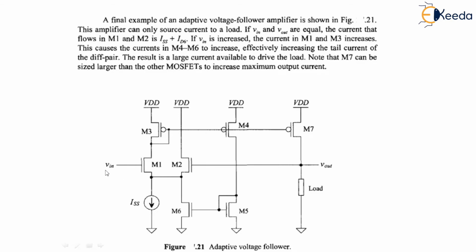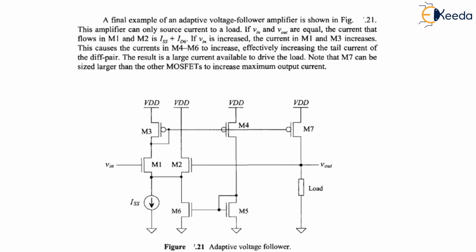And if Vin is increased, the current in M1 and M3 will increase, and this causes the current in M4 and M6 to increase as well, which effectively increases the tail current of the differential amplifier. This results in a large current available to drive the load. Note that M7 can be sized larger than the other MOSFETs to increase the maximum output current.